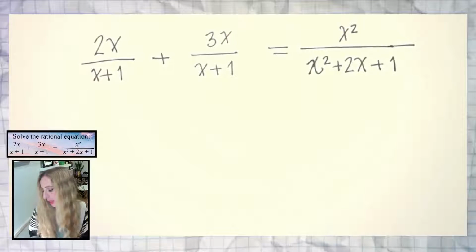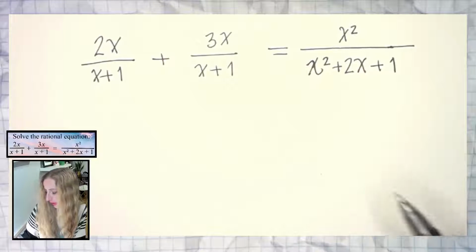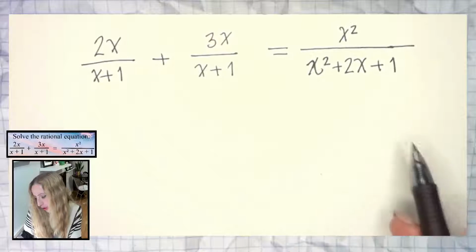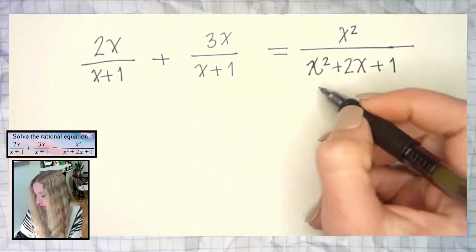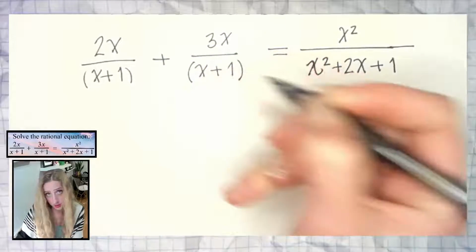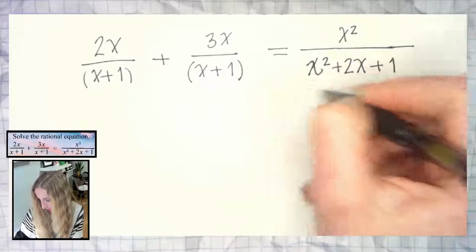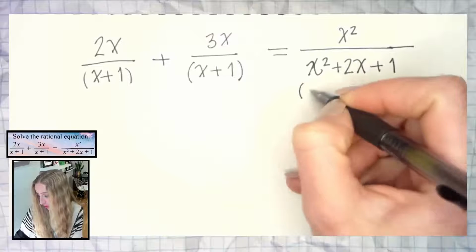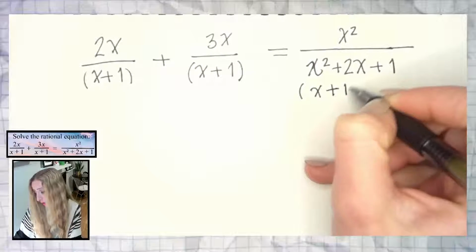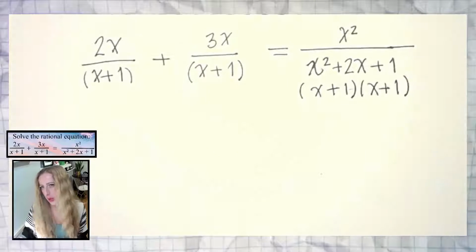Hi everyone, in this recording we will be solving the rational equation you see on your screen right now. The first thing we need to do is analyze our denominators and make sure everything is factored. X plus 1 we see twice in two denominators here, and over here if we factor this denominator it actually is the product of x plus 1 and x plus 1.